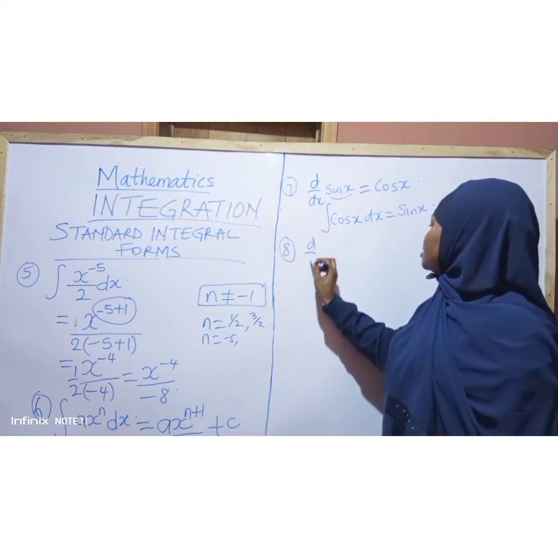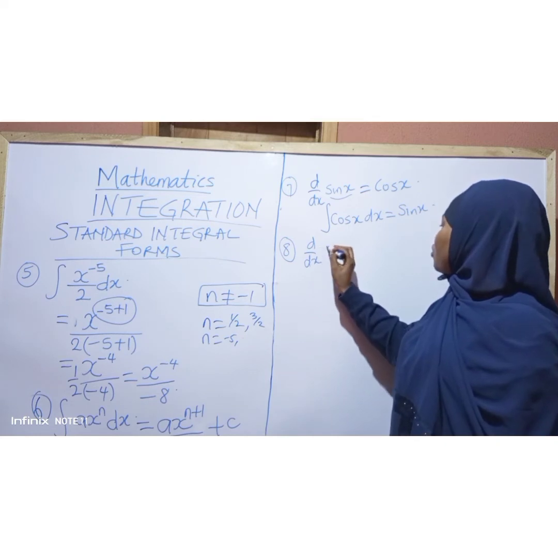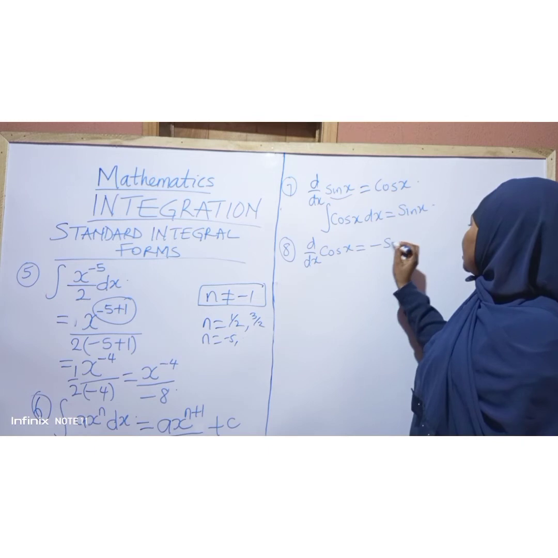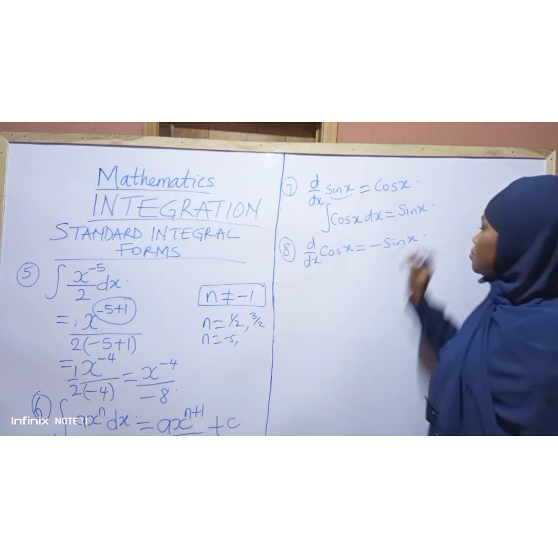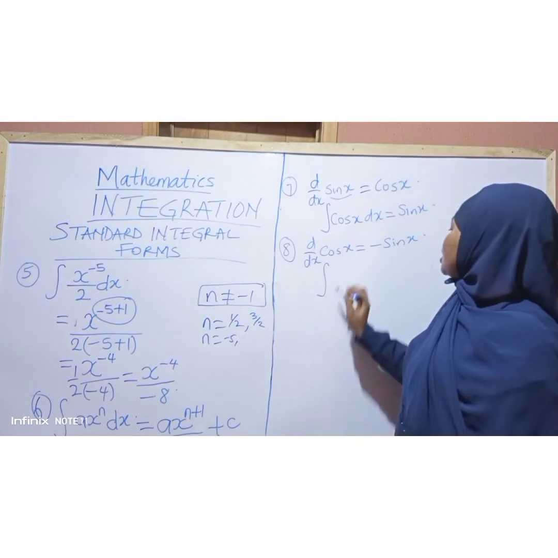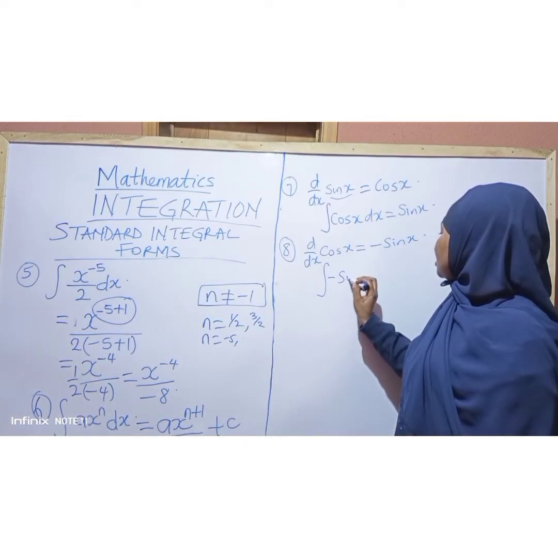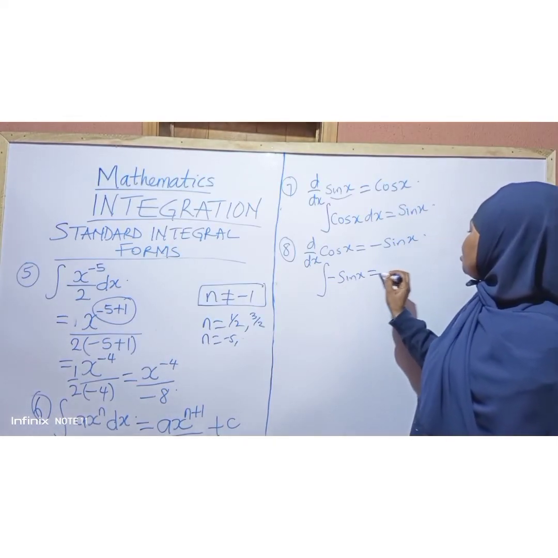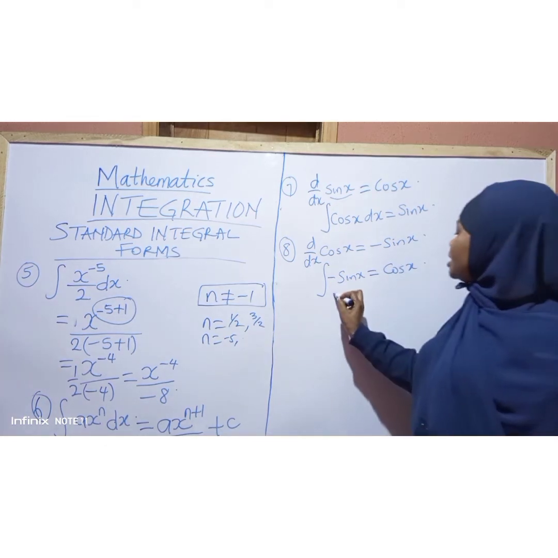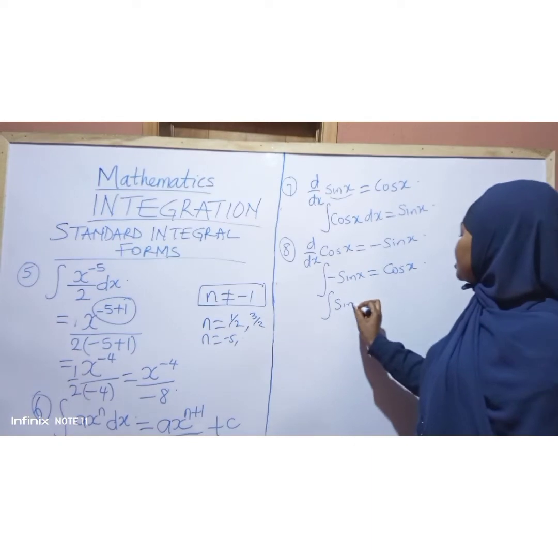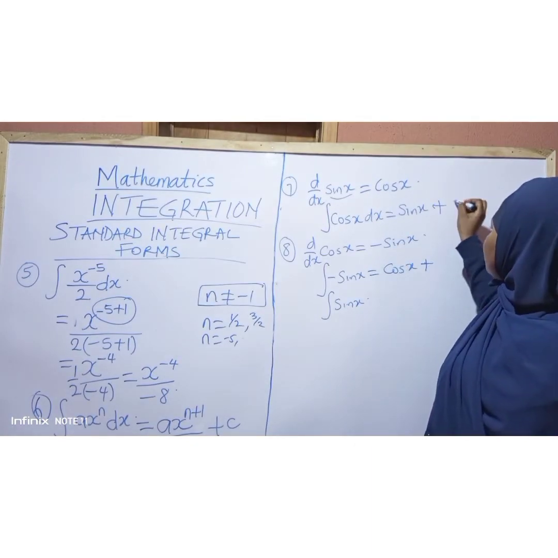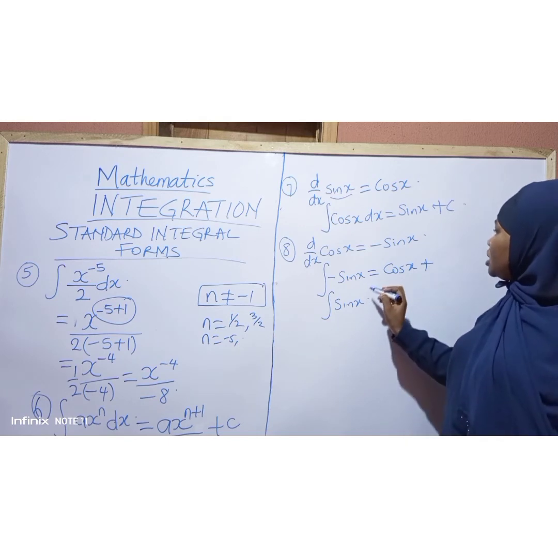Number 8. d dx of cos x gives minus sine x. So you can now say that the integral of minus sine x gives me cos x. So invariably, I can say that the integral of sine x, then you put plus c. Don't forget to put plus c. So then the x here.